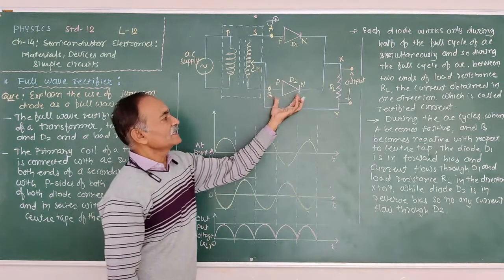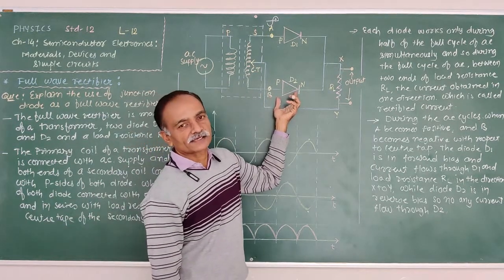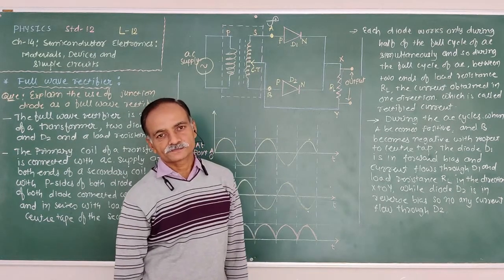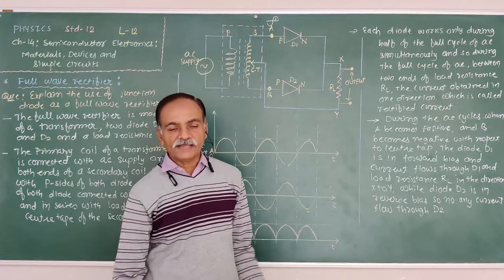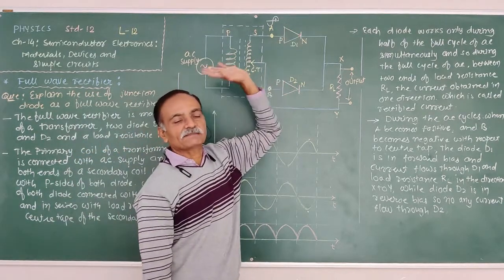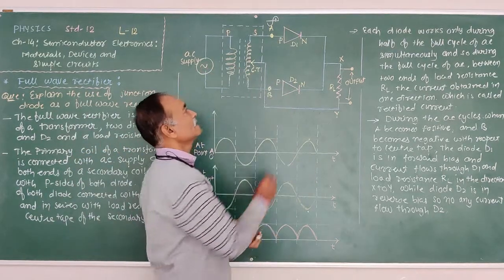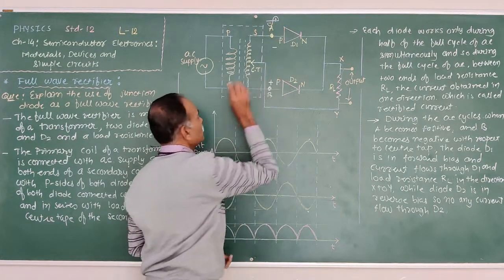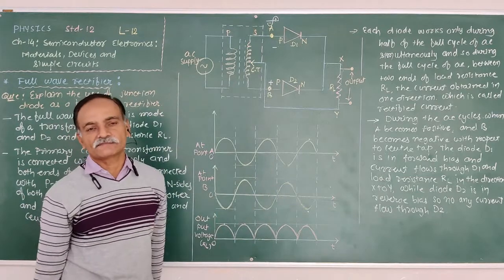While diode D2 is in reverse bias, no current flows through the diode D2. Now next, during the other half cycle, that means the negative half cycle, A becomes negative, B becomes positive with respect to the center tap.